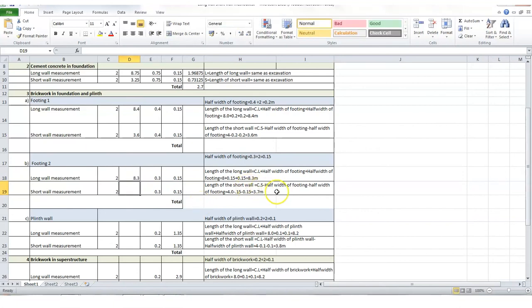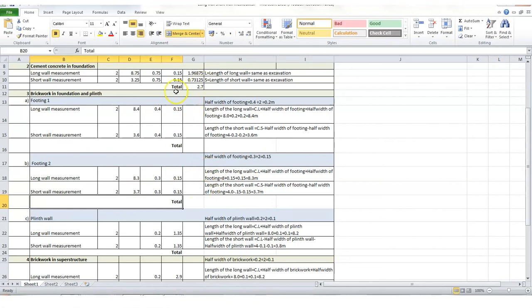And the length of the short wall is the short wall with respect to the central line, minus half width of the footing, which is 4 minus 0.15 minus 0.15, which is 3.7 meters. So we've got the long wall, short wall measurement of footing number 2.